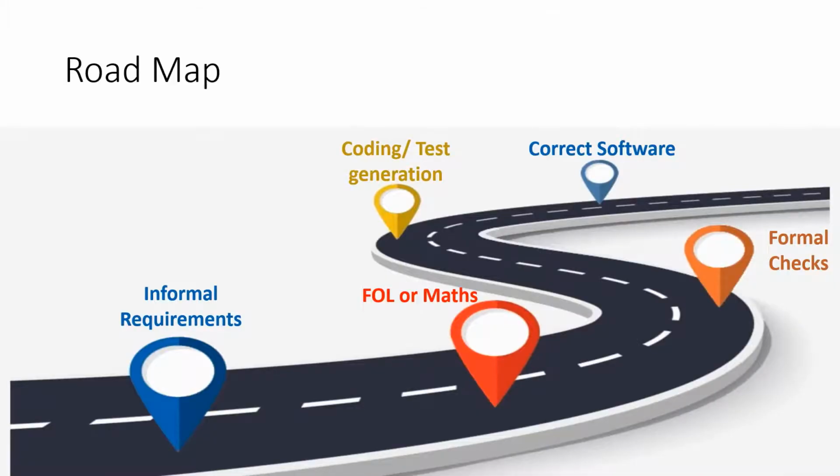Good. So usually the roadmap starts with informal requirements. All of us have informal requirements. Then you are going to translate it into logic, into mathematics, and do some checks there, because the checks will be much easier than testing the informal requirement. And then if everything is going fine, I am going to translate it into code or generate test cases that I can use after I finish my coding, and finally I can reach the correct software. So these are the steps you are going to follow today. Good.